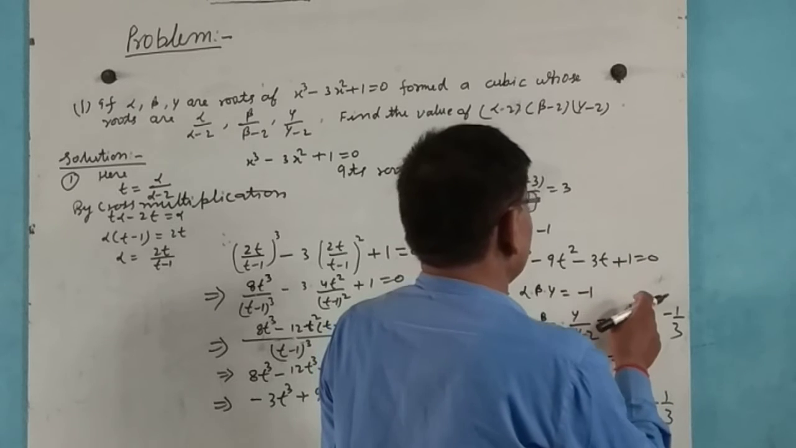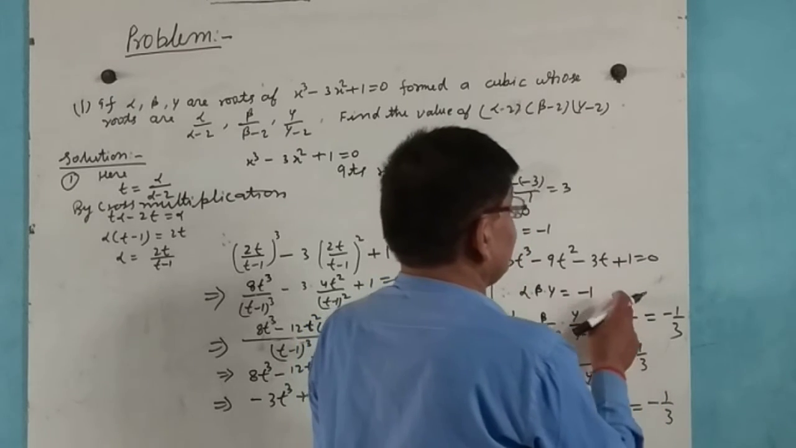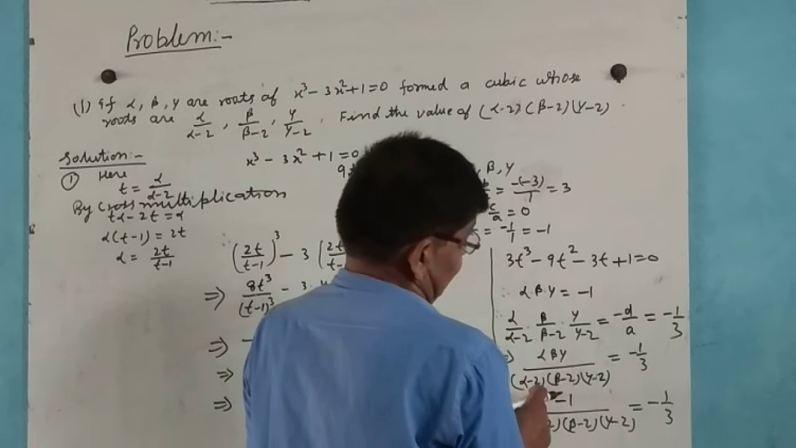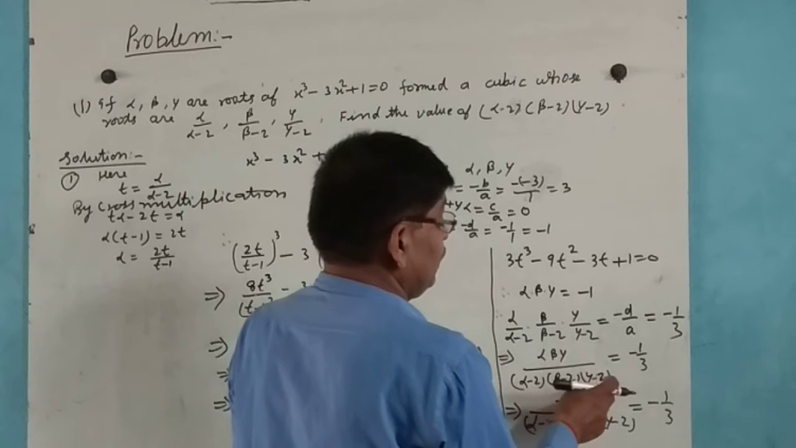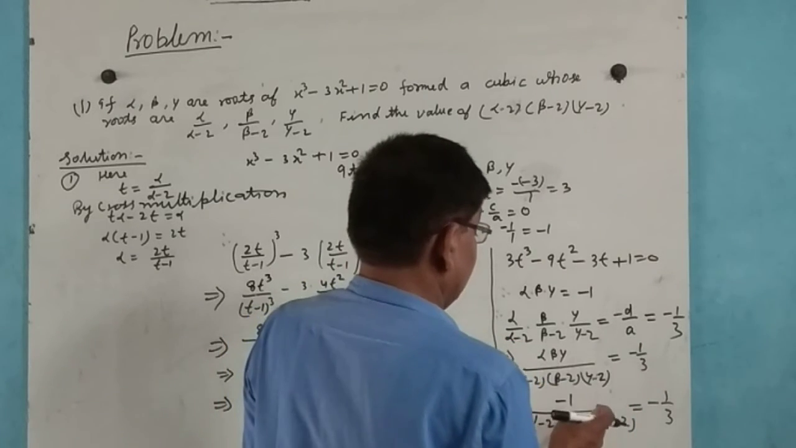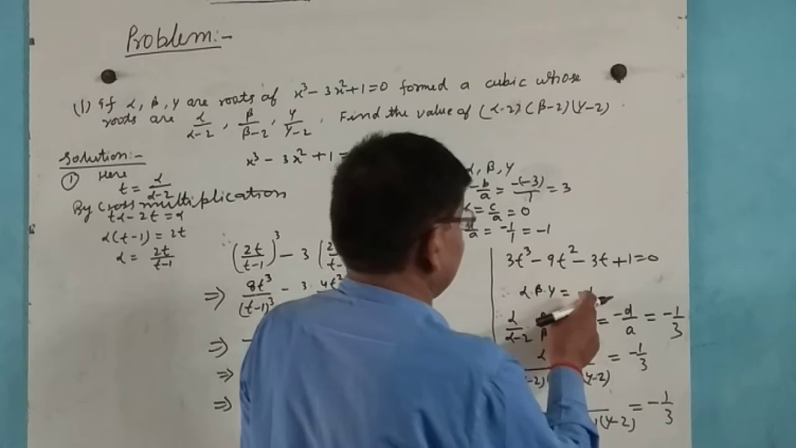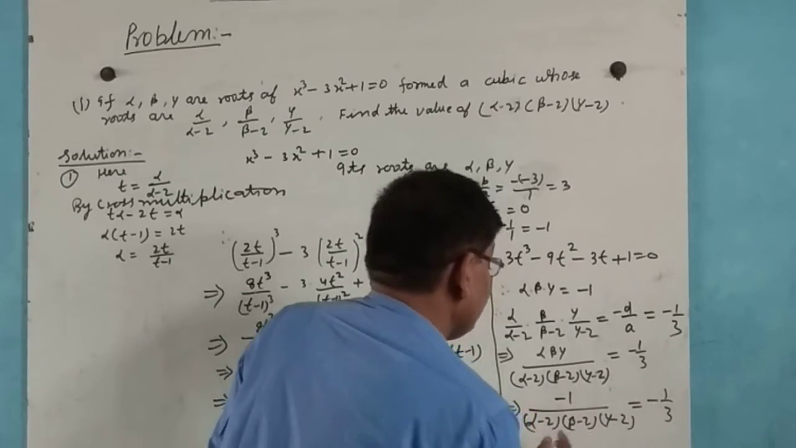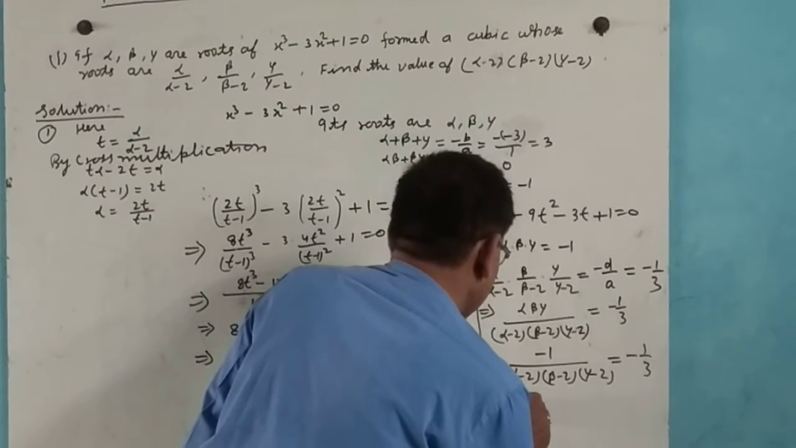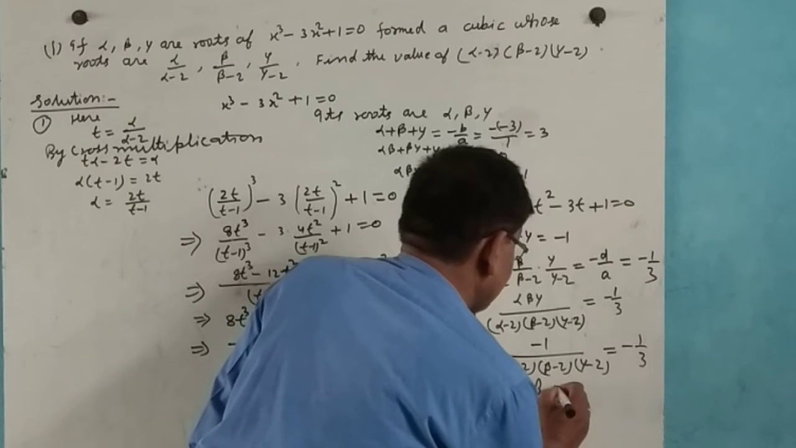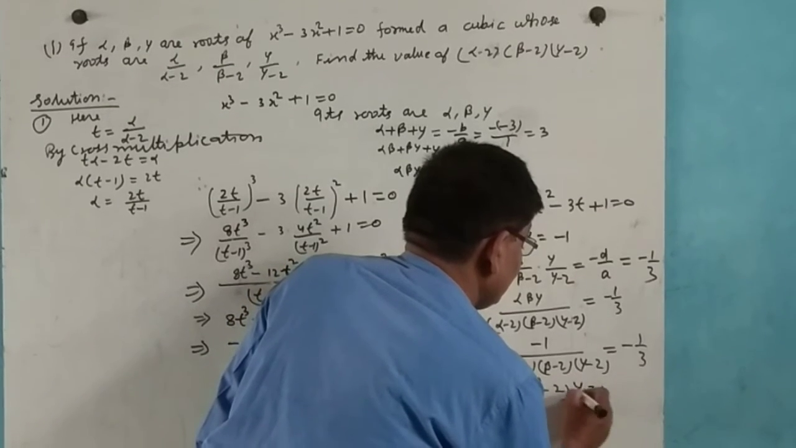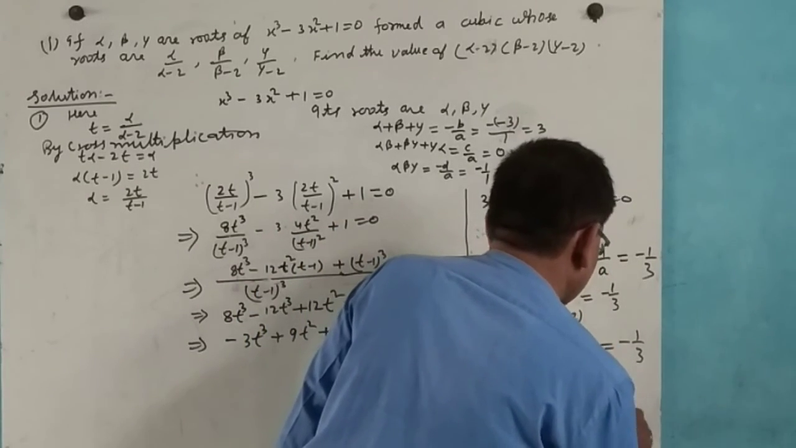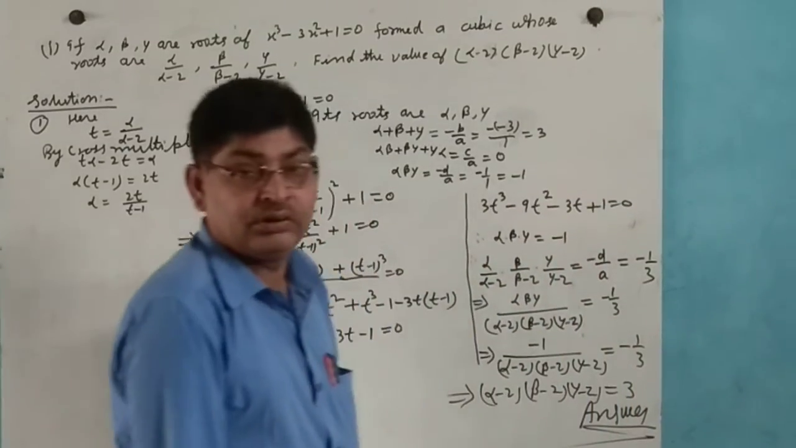Here d equal to 1 and a is equal to 3, so minus 1 by 3, and the product of alpha by alpha minus 2, beta by beta minus 2 and gamma by gamma minus 2 equal to minus 1 by 3. Putting the value of alpha beta gamma as minus 1, we get (alpha minus 2)(beta minus 2)(gamma minus 2) equal to plus 3. This is our answer.